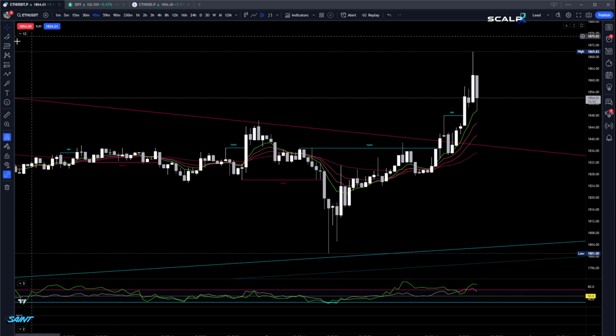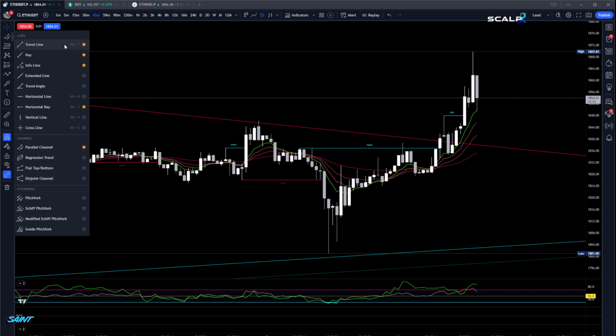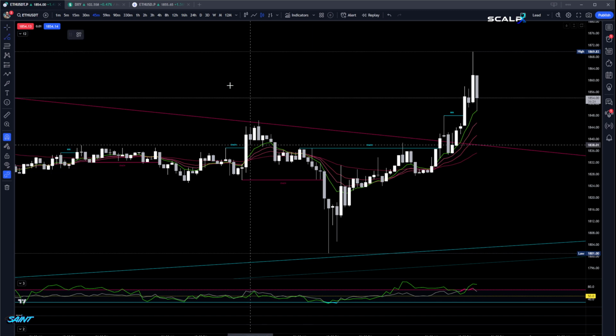Then you can come over here to your tools and start adding stars to the ones that you want to keep in your toolbar. There's an info line that I use because if I'm measuring something and I want to know the price difference from one point to the next, or how many bars it is from one point to the other, I'll use that one. But it doesn't really matter which one you're using. If you use an info line or a trend line, the info line just gives you more information, so that's why I use it more.